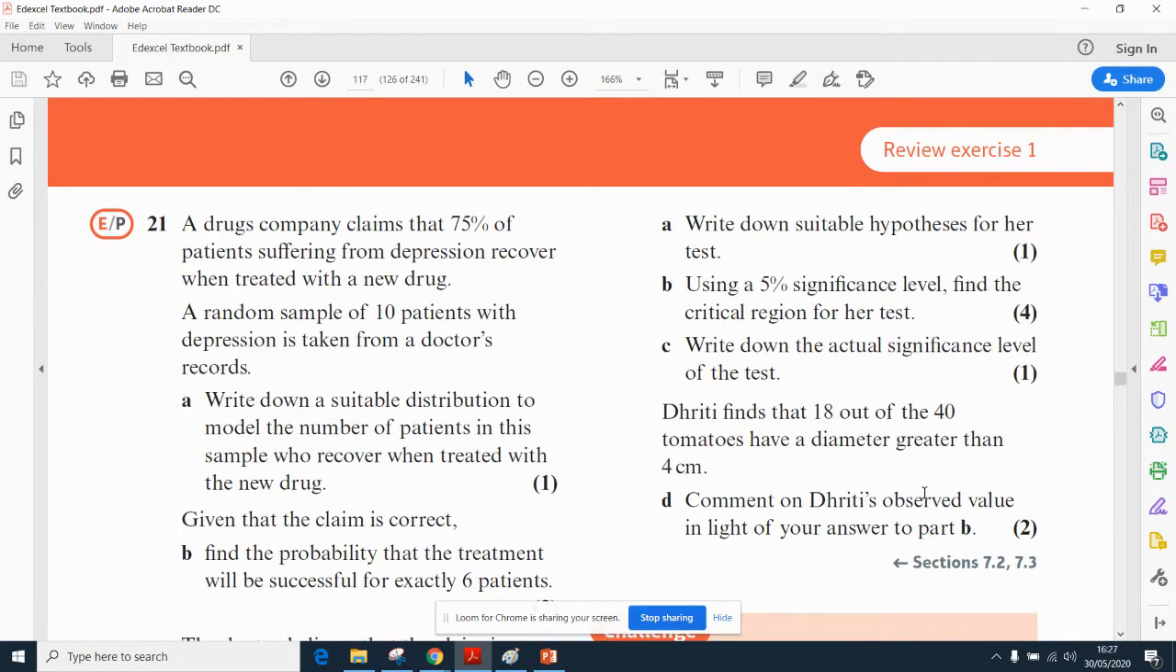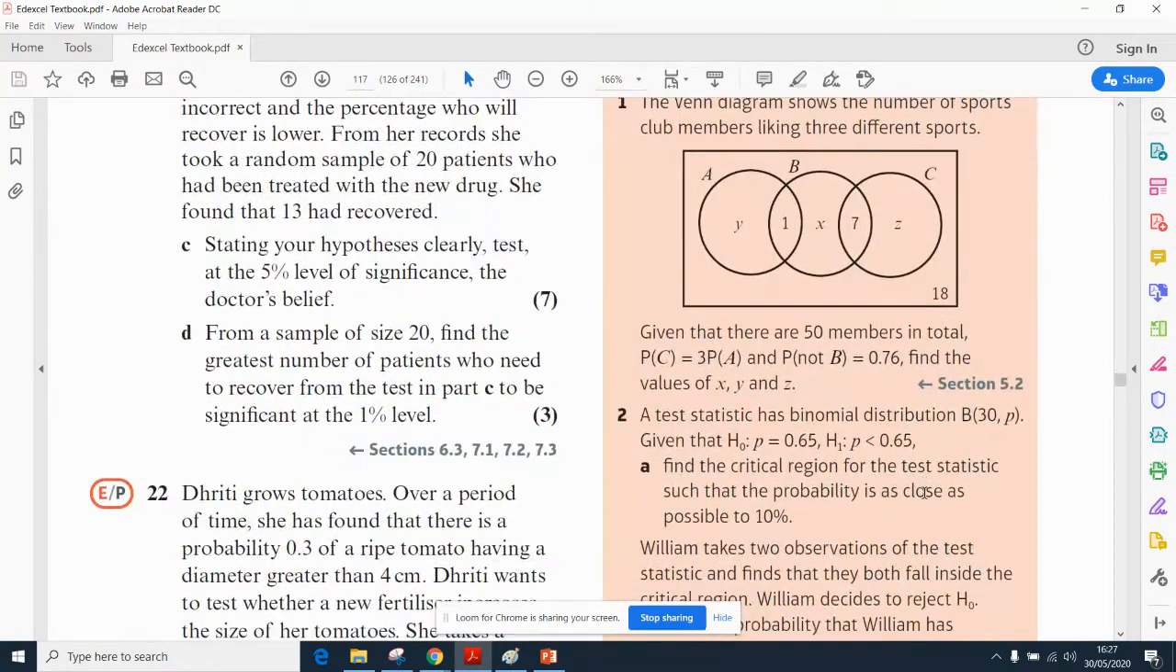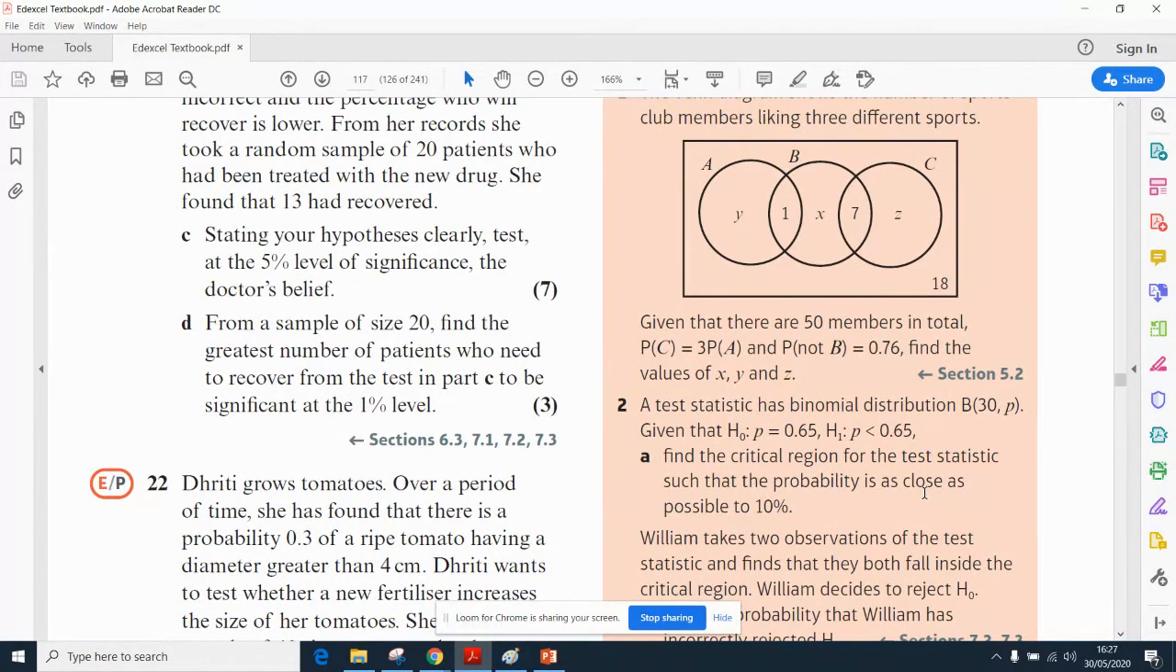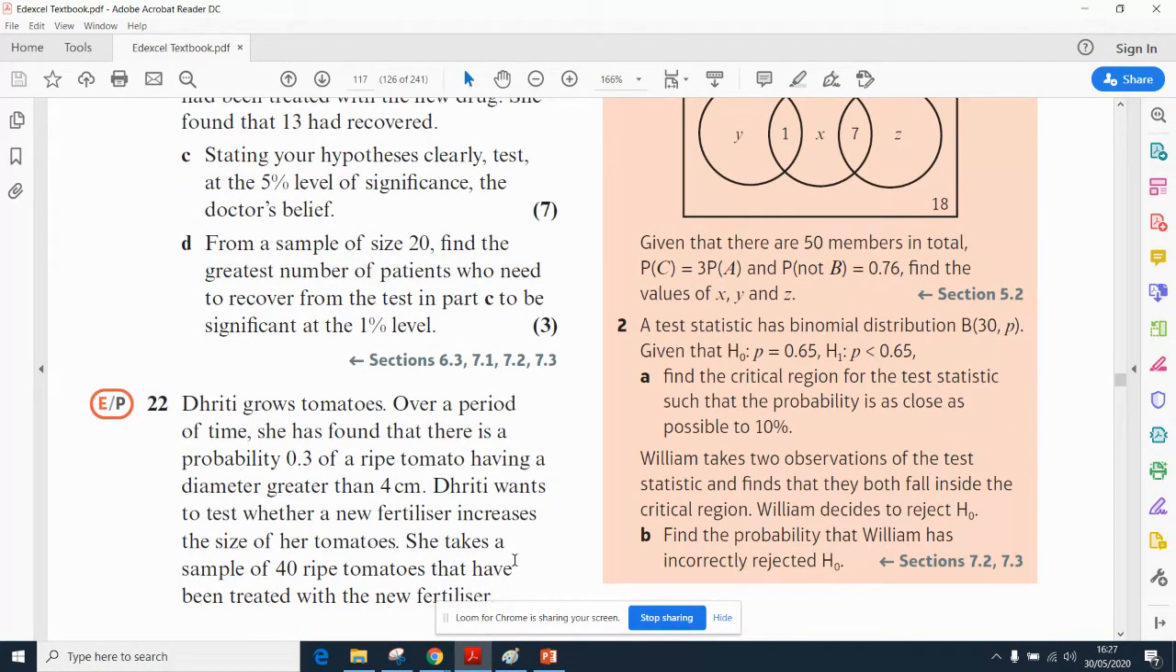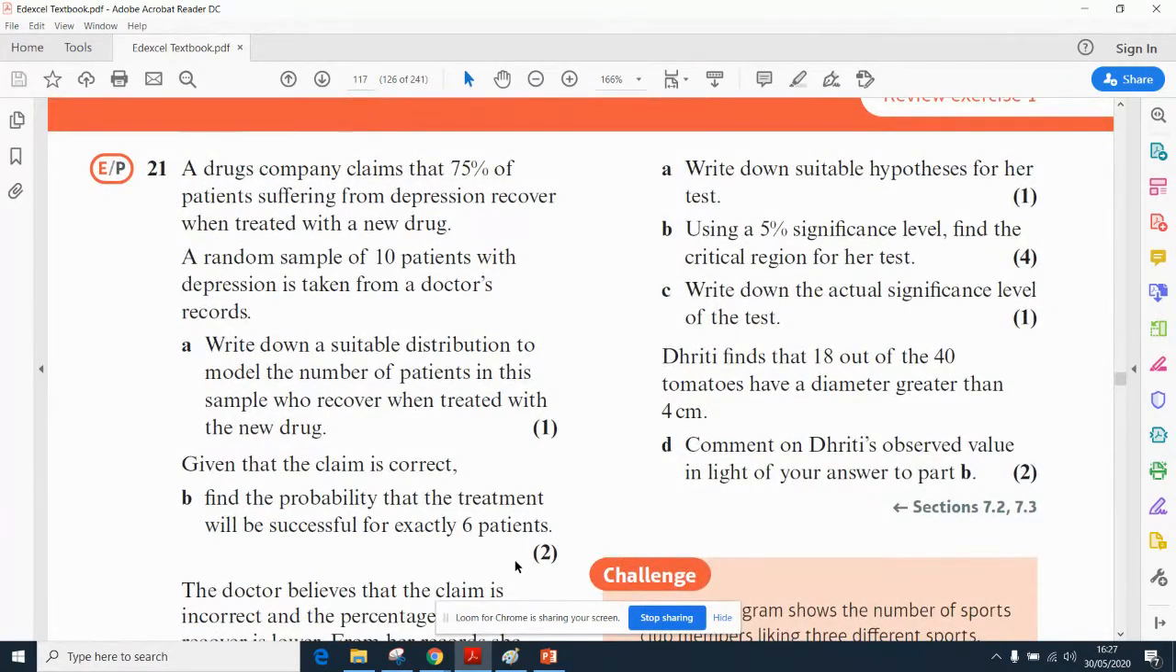Question 22. So, Driti grows tomatoes over a period of time. She has found that the probability of having a ripe tomato with a diameter greater than 4 centimeters is 0.3. Testing a new fertilizer increases that, so here we go, one-tail test, because it increases, so it's bigger than only. She takes a sample of 40 tomatoes that have been treated using the new fertilizer. Write down suitable hypotheses. Okay, you could do that one, that's great. And then using the 5% significance level, find the critical region for the test. Okay, so 5% significance level.